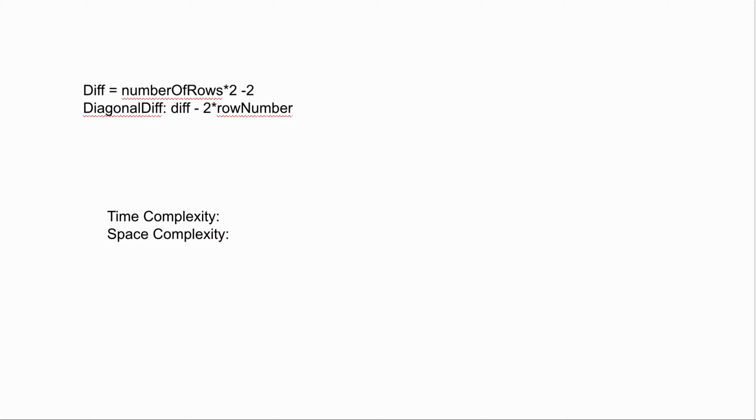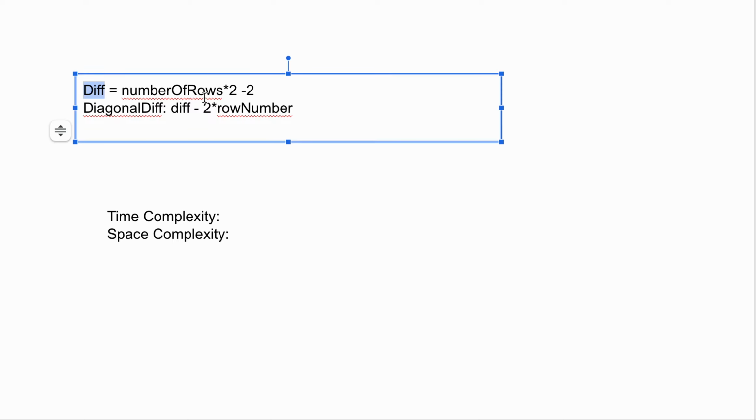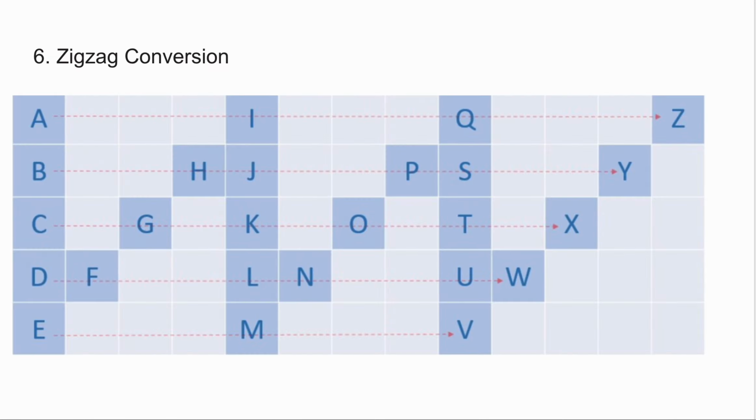So what will be our formula? The actual difference will be number of rows into 2 minus 2, and the diagonal difference at each row we can find using this formula. And we can just at each step iterate and append this particular index till the end of the string.